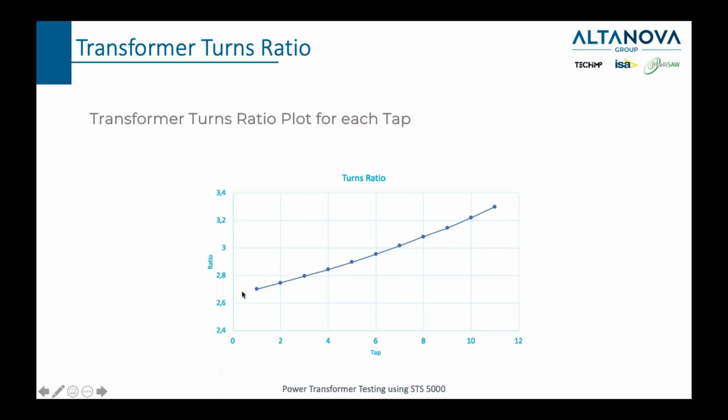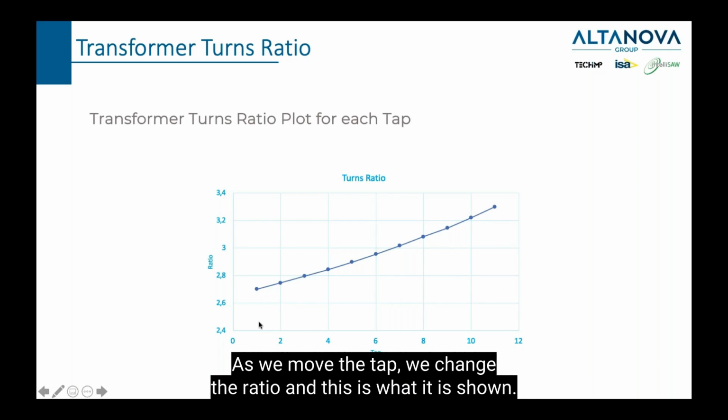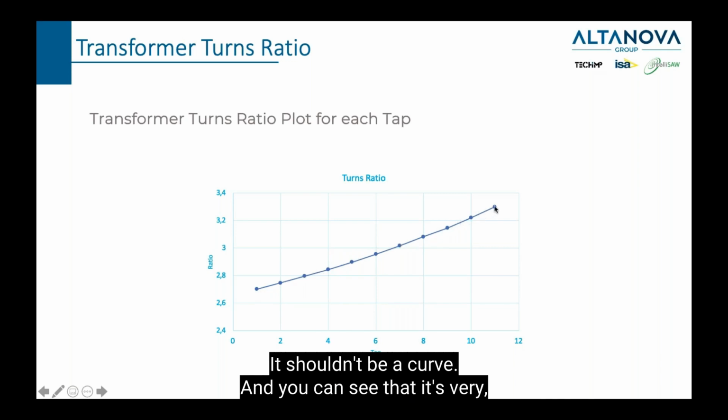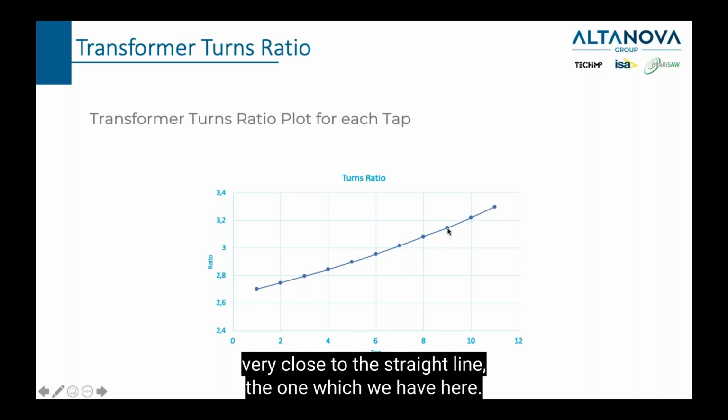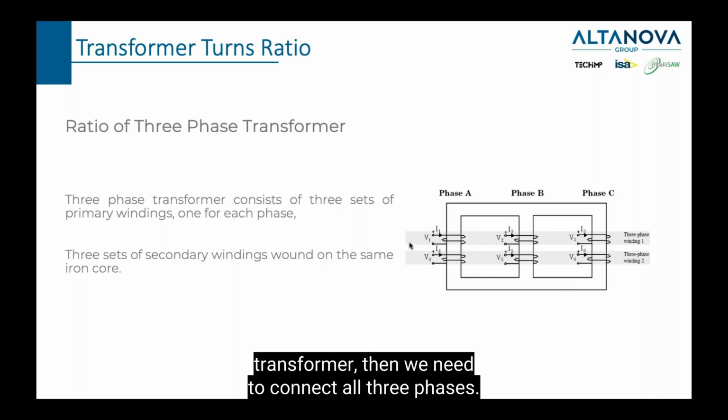I'm sorry, I made a mistake. It is not that it should be a straight line. That was wrong. As we move the tap, we change the ratio, and this is what is shown. What I meant to say is ideally this should be a straight line. It shouldn't be a curve, and you can see that it's very, very close to a straight line, the one which we have here. But if we have a three-phase transformer, then we need to connect all three phases.